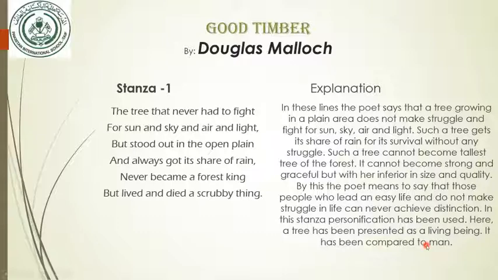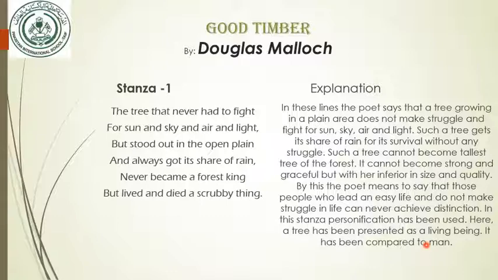So, dear students, the explanation of this stanza is that the tree that never had to fight for sun and sky means such trees do not fight with sun, sky, air, or light, and stand in plain areas, always getting their share of rain. Never became a forest king means they never become a leader, a great person, a ruler, a king, an achiever, and they live and die like a scrubby thing, meaning just a tiny one, a common one, in other words.